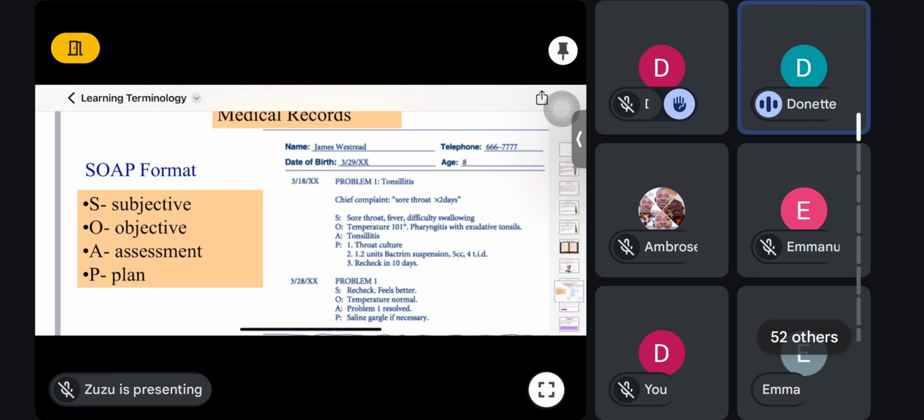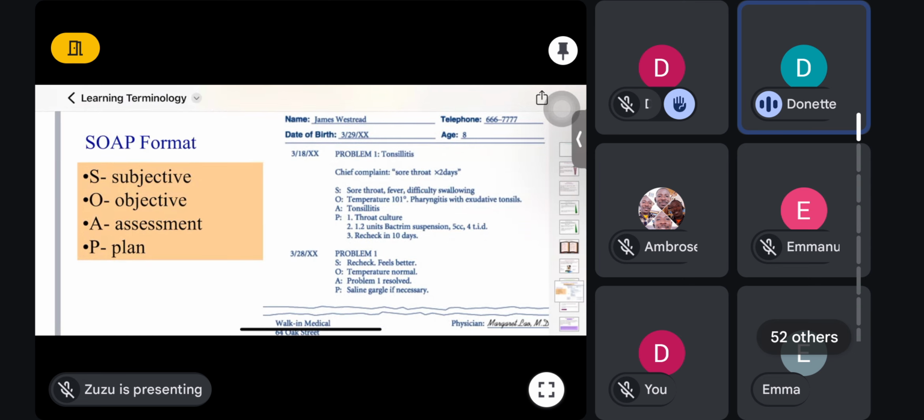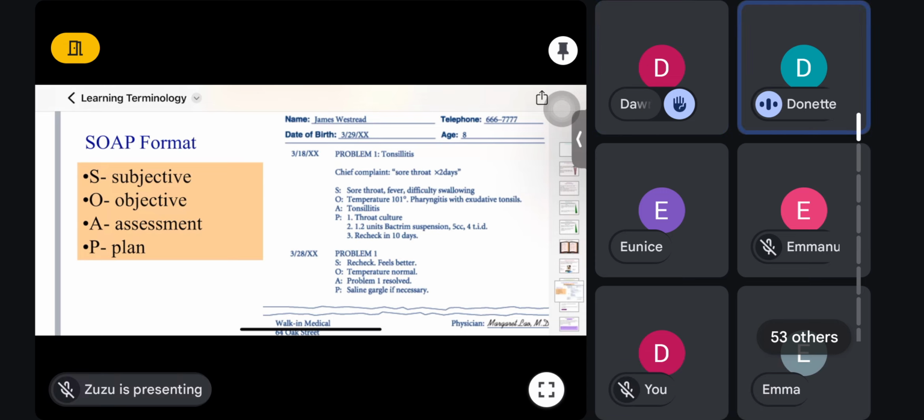Objective refers to what you are able to, how do you access the objective data? You are able to ascertain, you're able to test the patient's blood pressure. Yes, it is measurable. Another practitioner can come to the patient and measure to get the same thing.